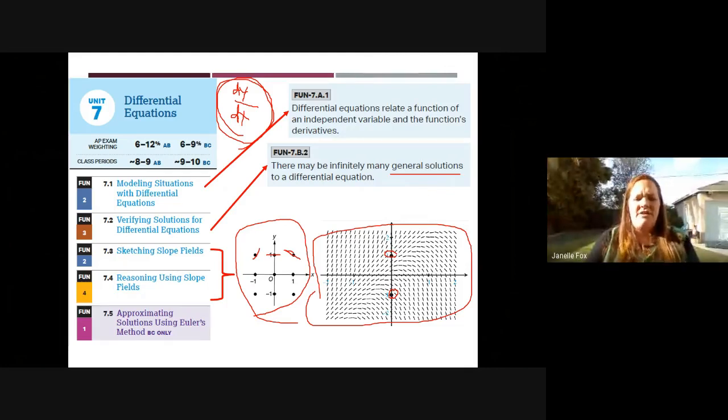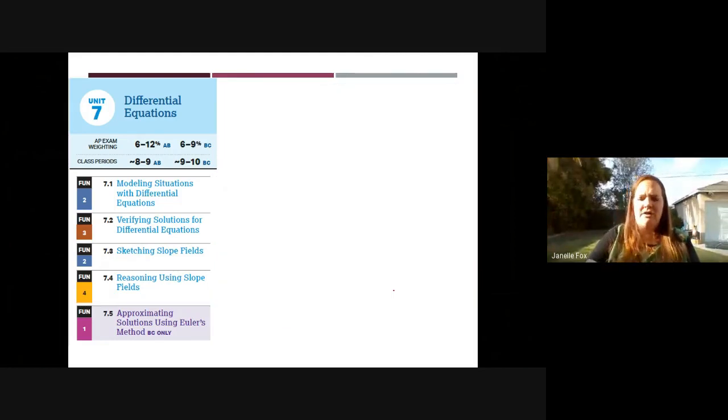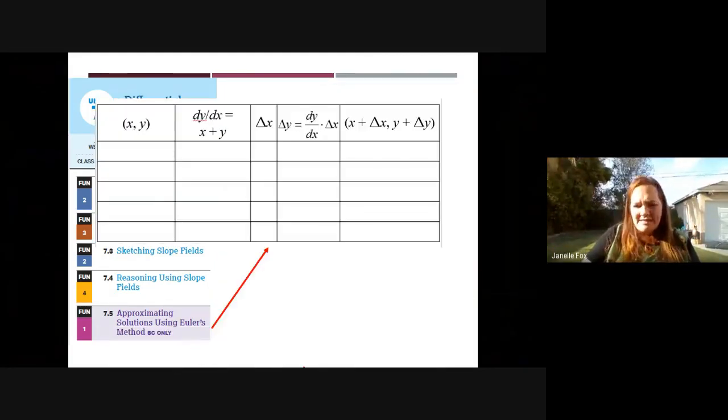Another topic in this unit is approximating things using Euler's method. Now, I do love a good Euler's method question. We decided when we were taking these notes that it would be best to do it in a table of information. It's not necessary to do a table, it's just really helpful. And so what you do is you start with your original coordinate. They give you this dy dx. Now, this one just has x plus y, but it could literally be anything.